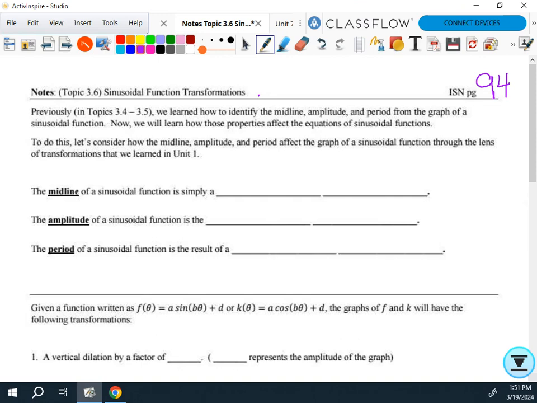Okay, so previously, the Thursday before spring break, we learned how to identify the midline, amplitude, and period from the graph of a sinusoidal function. All right, so does sinusoidal include cosine also? Yes. Sinusoidal is sine and cosine, because remember, you can just shift one of them to the left or right to make it into the other one, right? So they do, let's count as both.